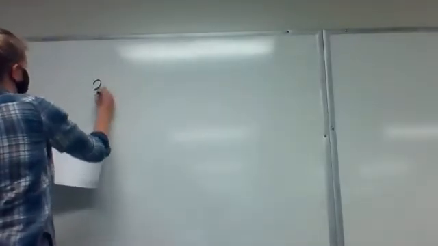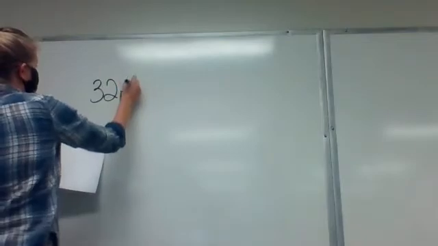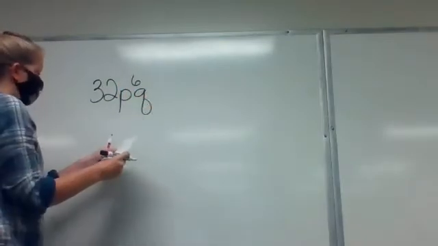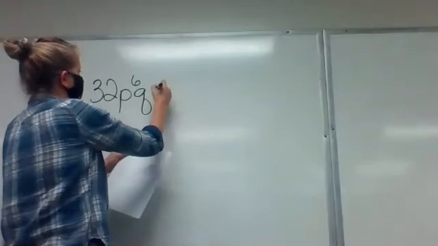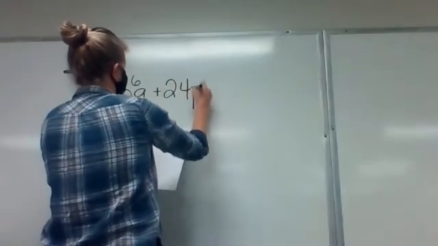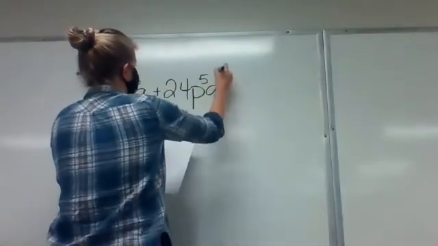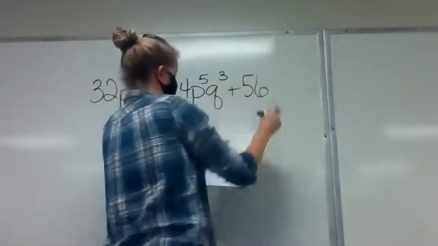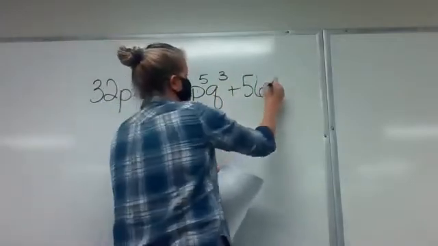Okay, looking at problem number 6. You've got 32p to the 6th q cubed plus 24p to the 5th q to the 3rd plus 56p squared q squared.